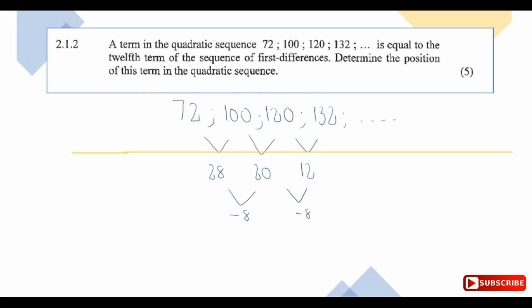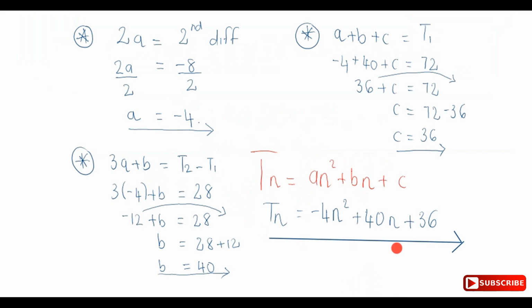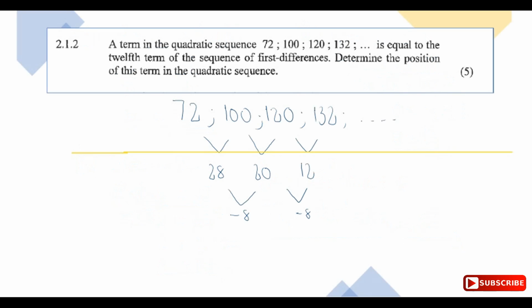And from here, we're going to first determine the formula for the nth term of our sequence of first differences. From there, we're going to get what the 12th term of this sequence is equal to. Once we get that value of the 12th term, we're going to substitute it into the formula that we obtained for the nth term of our quadratic sequence. And from there, we will be able to determine the term that they're looking for in this question.